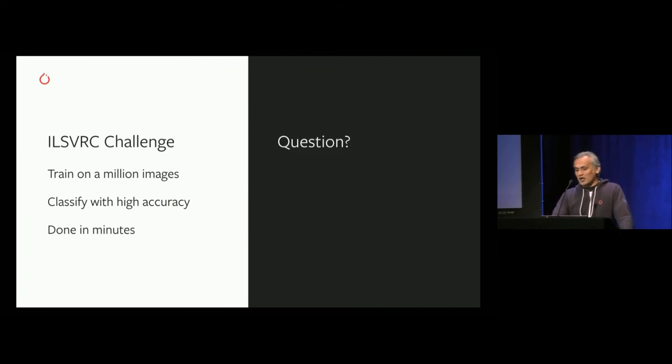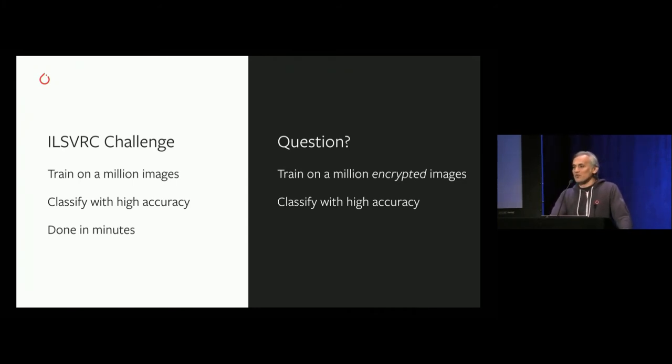Say we want to train on 1 million encrypted images, say from ImageNet, and classify with high accuracy. We can cut ourselves some slack. Obviously, we are working in an encrypted domain. We are not going to get everything we want. So maybe we want an accuracy within, say, a relative 20% of what we can do now in clear text.